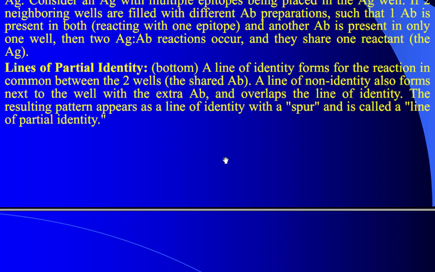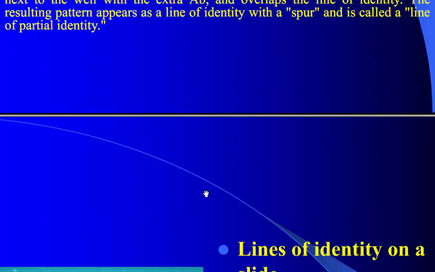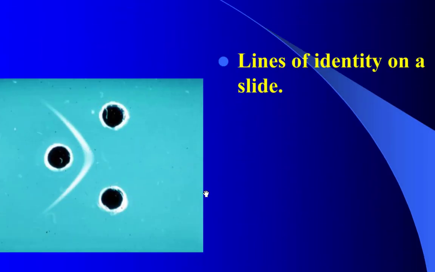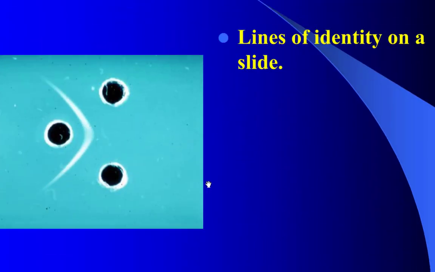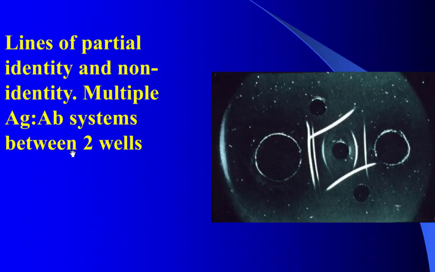A line of identity forms for the reaction in common between the two wells. A line of non-identity also forms next to the well with the extra antibody and overlaps the line of identity. The resulting pattern appears as a line of identity with a spur and is called a line of partial identity. Lines of identity on a slide.